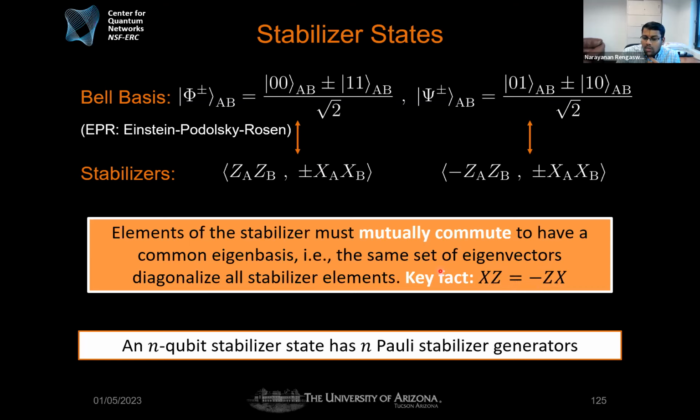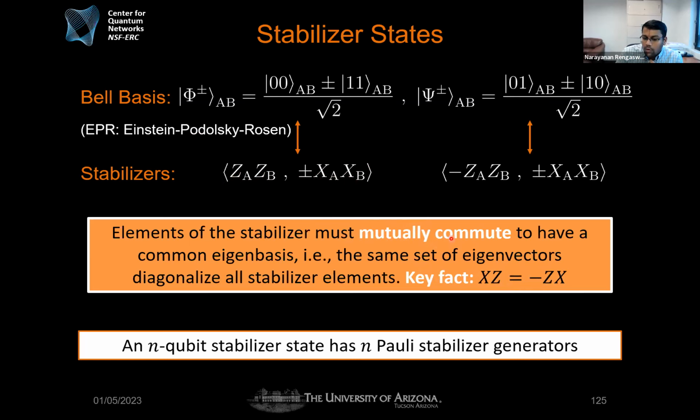But if you have X Kronecker X and Z Kronecker Z, and then you do the same kind of multiplication, then by using the Kronecker product property, you can verify that X Kronecker X and Z Kronecker Z commute, meaning that you won't get a minus sign, because you get a minus sign twice, and then that squares to 1. So elements of a stabilizer must mutually commute.